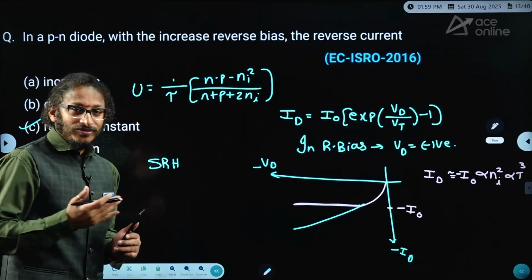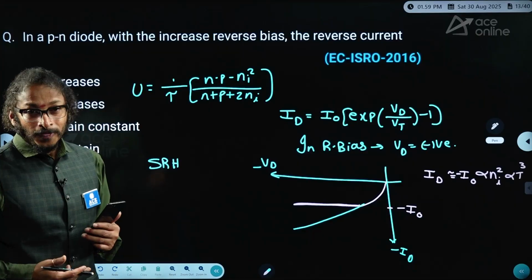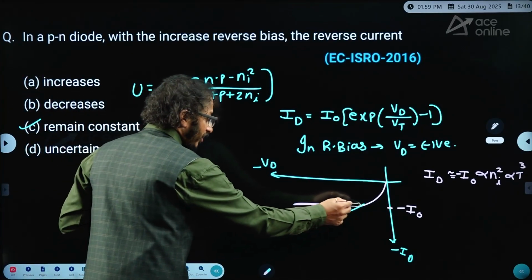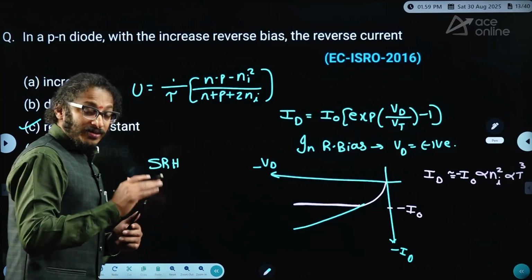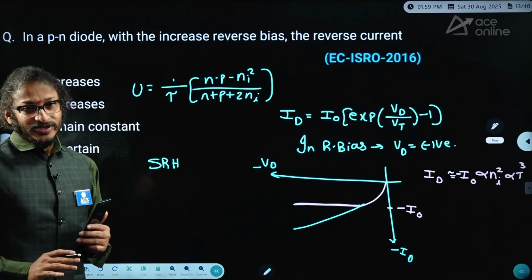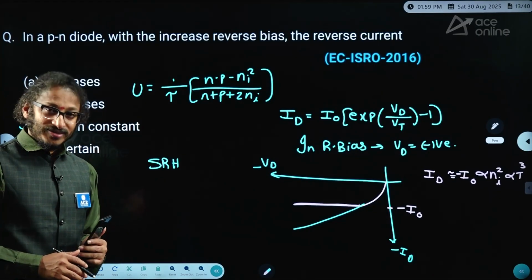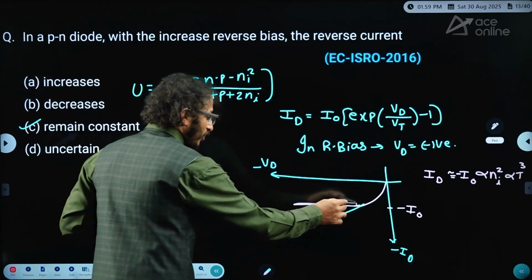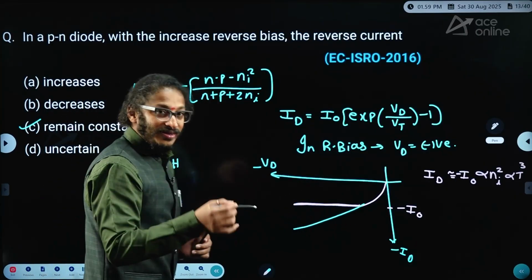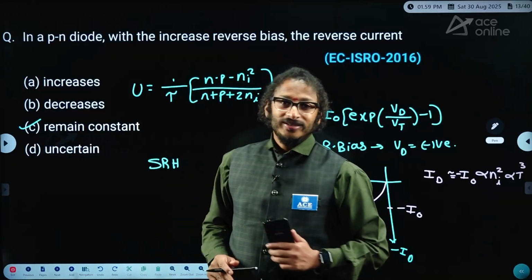Based on that, by solving in reverse bias, the generation rate gets dominated due to traps in the depletion region, because of which we get the graph in this way. But in PSUs, public sector undertakings, if no condition is specified, commonly we neglect the SRH recombination rate and all those things. In that case, this slope need not be considered. Then we need to consider only the straight line. In that case, the answer for the given question is option C, remains constant.